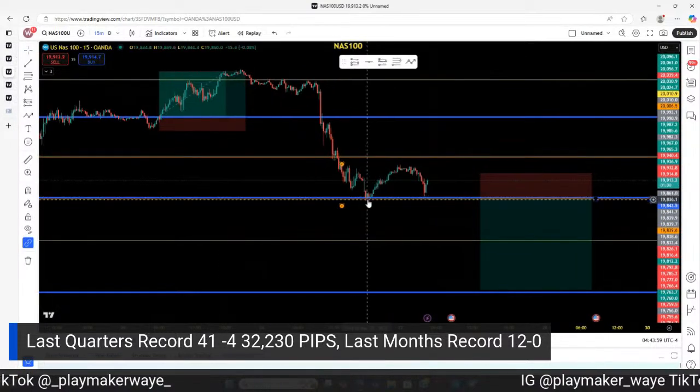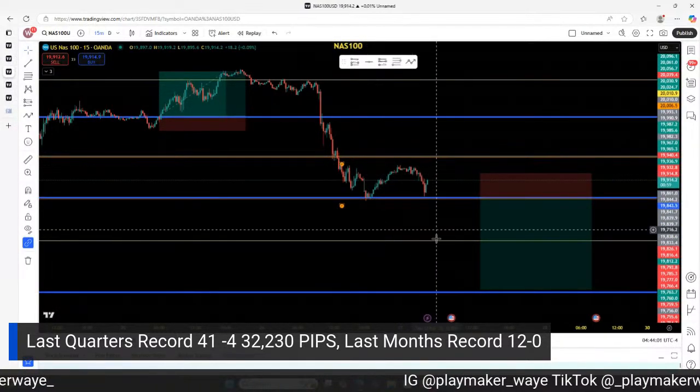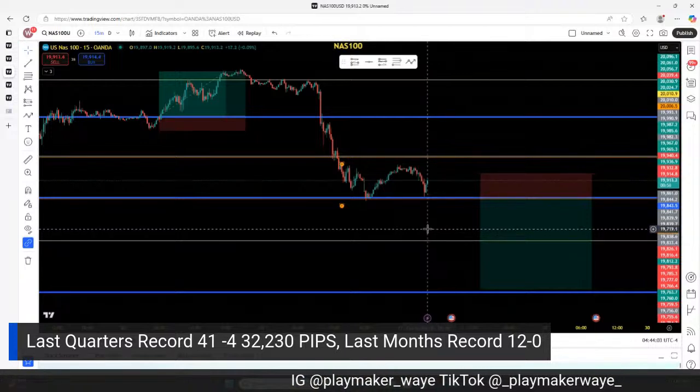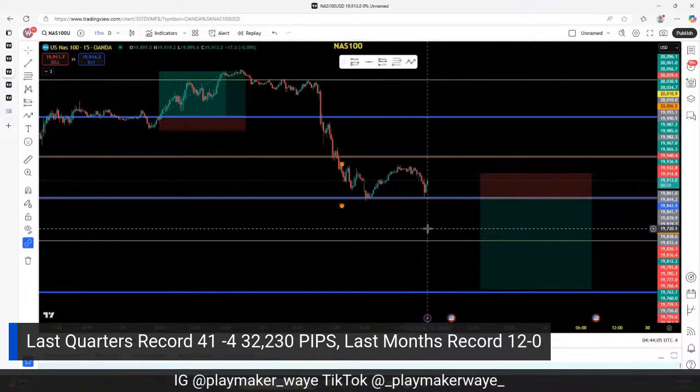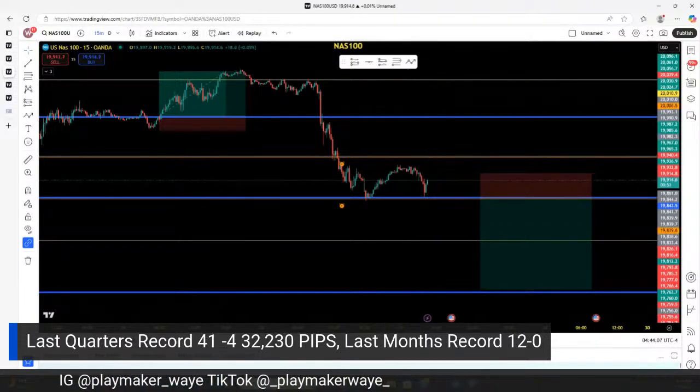Just like here, it rejected this level, rejected again, which is why, again, we don't just enter off those levels. We got to wait for the retest and confirmations and all that good stuff.